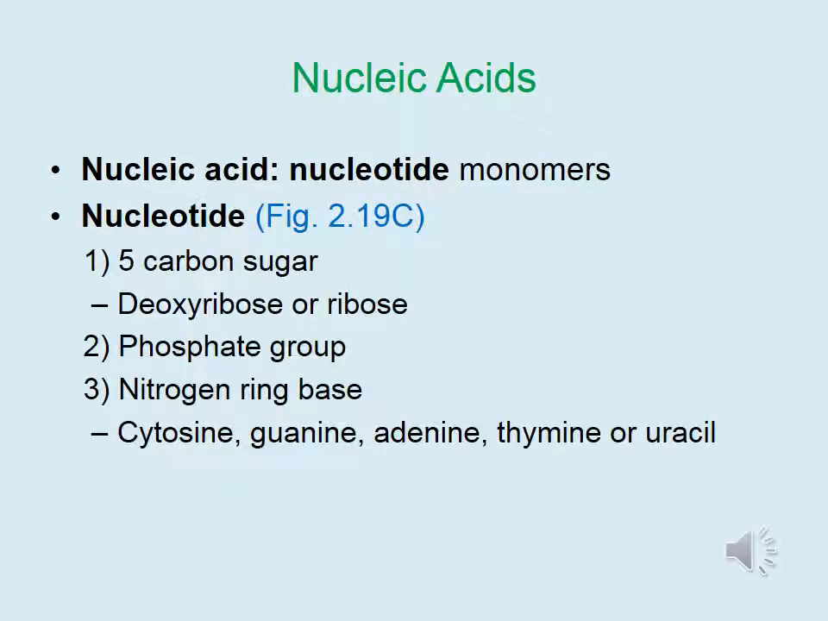The last type of organic molecule to discuss are nucleic acids. Finally! Nucleic acids consist of nucleotide monomers. A nucleotide has a 5-carbon sugar, deoxyribose or ribose. These are slightly different than the 6-carbon sugars, including glucose and fructose, discussed earlier in this lecture. Nucleotides also have a phosphate group, which is a functional group with 1 phosphorus atom and 4 oxygen atoms, and then also a nitrogen ring base, including cytosine, guanine, adenine, thymine, or uracil.